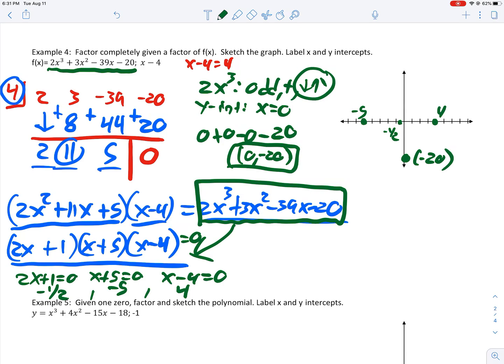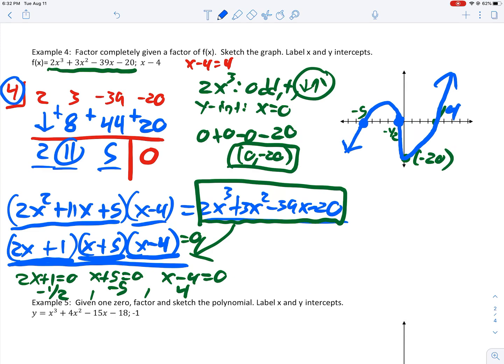So now I can sketch my graph. Starts low, goes to negative 5. X plus 5 only occurs one time, so I go through, back to negative 1/2. 2x plus 1 only occurs once, so I go down through that dot, and up through 4, because x minus 4 only occurs one time.